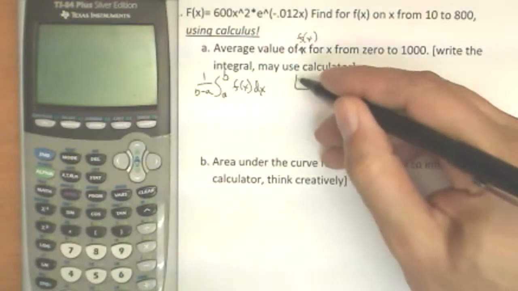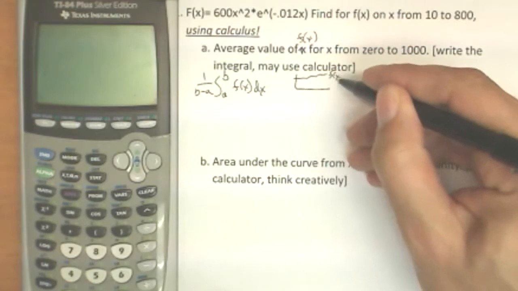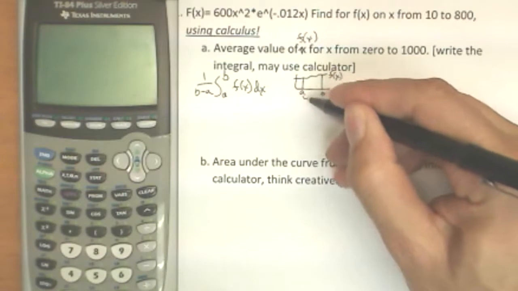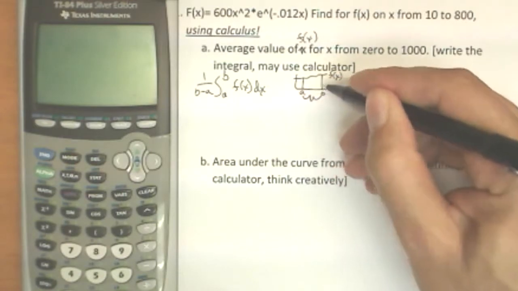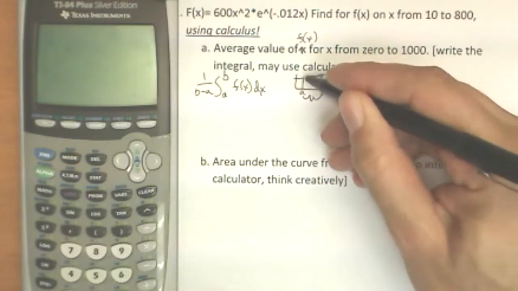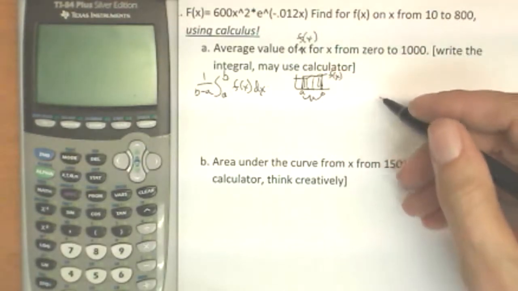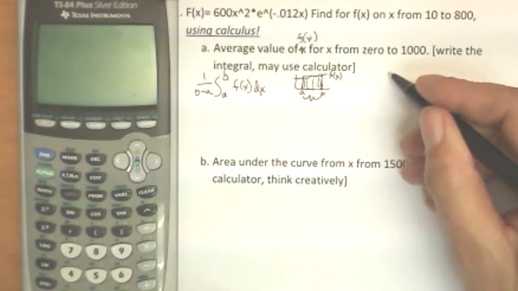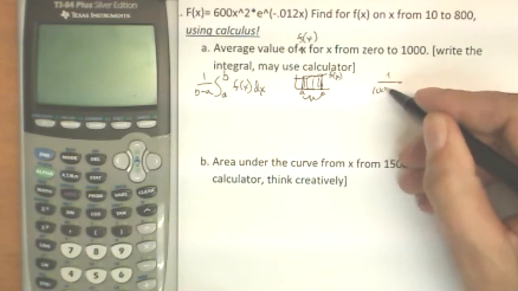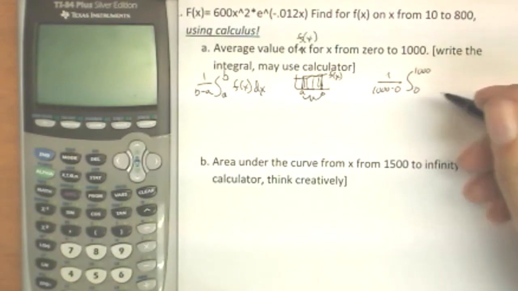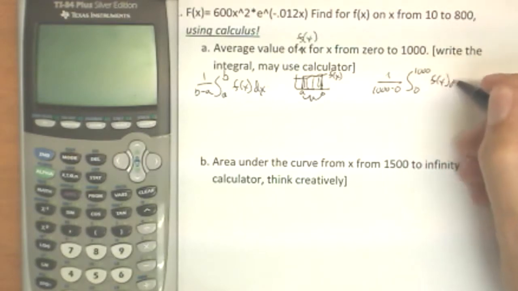So for a quick review, this is f of x. The integral is the area, and we're going to divide by this distance here from a to b. So we get basically the average height of the function, and that'll be our average value. So for this case, since we're going to use a calculator, all we have to do is 1 over 1,000 minus 0 times the integral from 0 to 1,000 of that f of x dx.